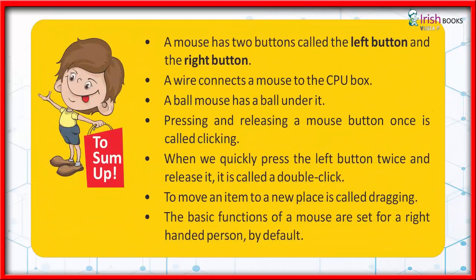A mouse has two buttons called the left button and the right button. A wire connects a mouse to the CPU box. A ball mouse has a ball under it. Pressing and releasing a mouse button once is called clicking. When we quickly press the left button twice and release it, it is called a double click. To move an item to a new place is called dragging. The basic functions of a mouse are set for a right-handed person by default.